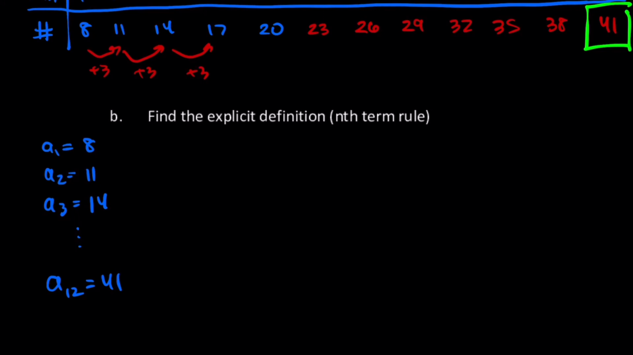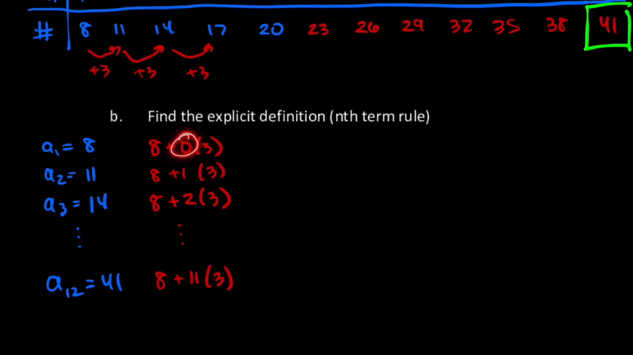Well, what I'm going to do here is think about this as 8 plus 0 times 3. This is 8 plus 1 times 3. 8 plus 2 times 3. So on and so forth. This is actually 8 plus 11 times 3. So how do these relate? That 1, that's a 0, that's a 2, that's a 1, that's a 3, that's a 2. This goes up 3 every time. There's a 3 every time. And this is 8, and that is 8. And all of these start with 8. So a rule could be something like this. A sub n equals 8. Because if you notice, all of these start with an 8.